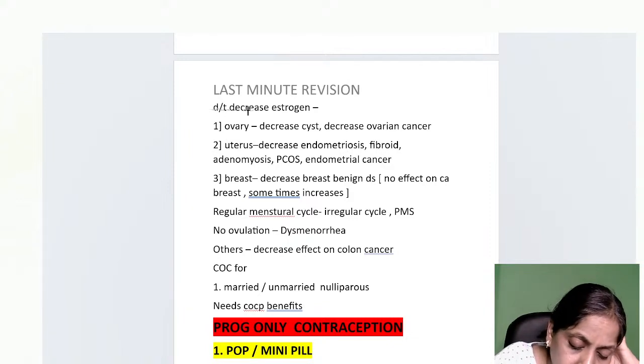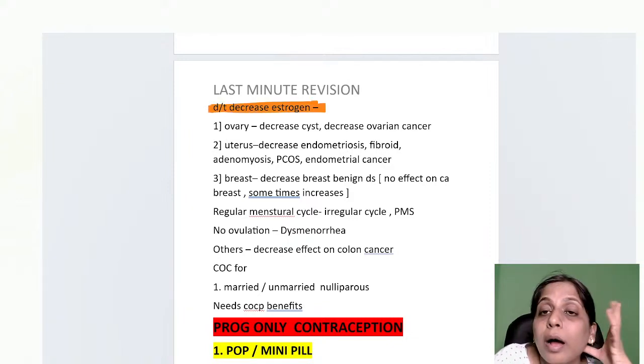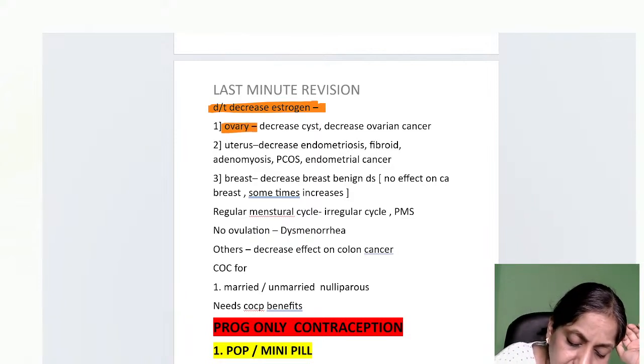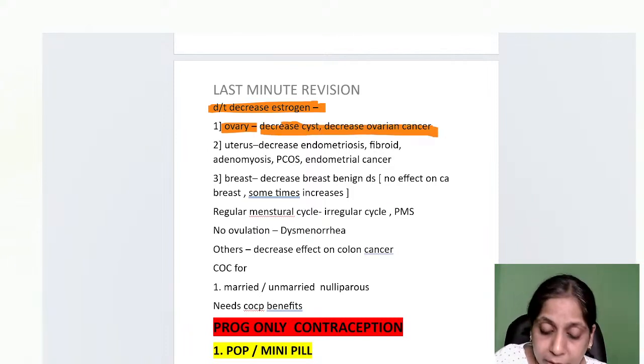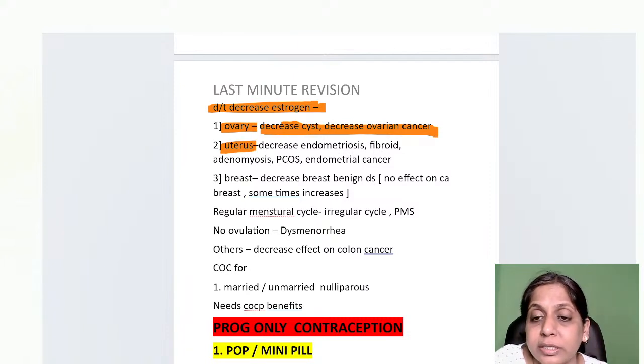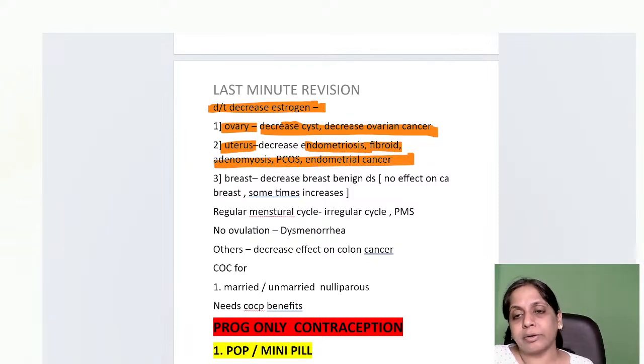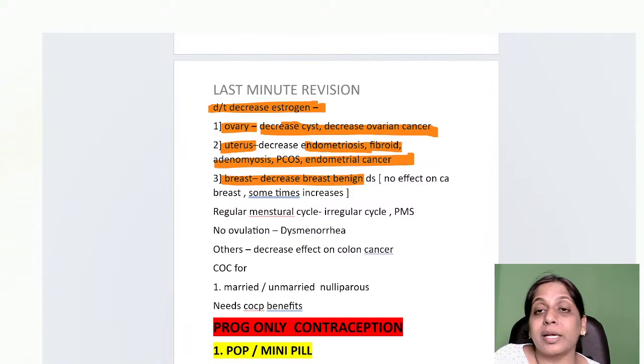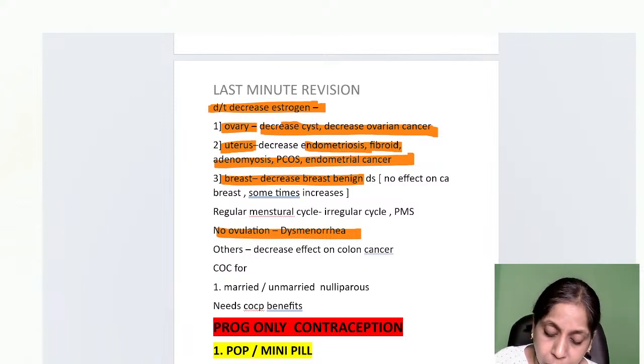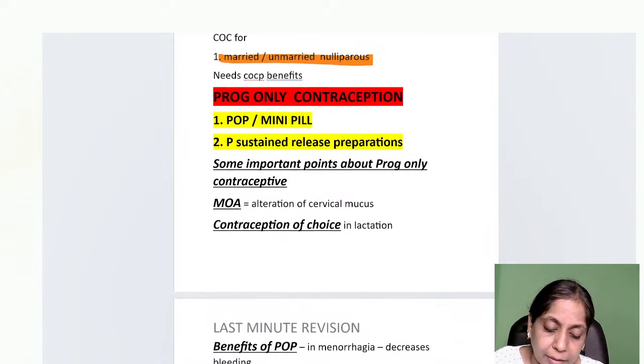Okay, so due to decreased estrogen, the ovary hyperestrogenic conditions can be solved, which are ovarian cysts and ovarian cancer, they are protected. Uterus hyperestrogenic conditions are solved: endometriosis, fibroid, adenomyosis, PCOS and endometrial cancer risk. Okay, the breast hyperestrogenic condition also improves, that is the benign breast diseases, fibroadenosis. Because there is no ovulation, there is no dysmenorrhea. Okay, so it is best for the married and the unmarried nulliparous couples.